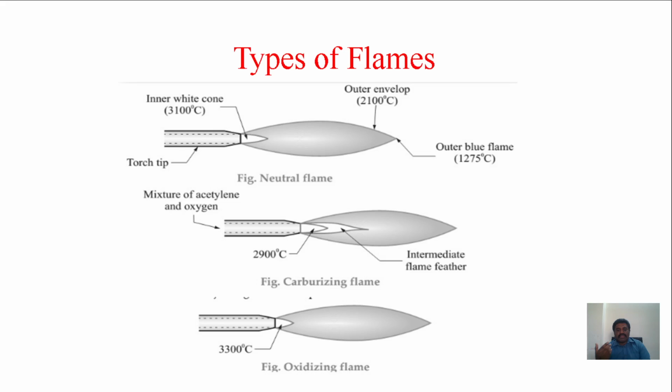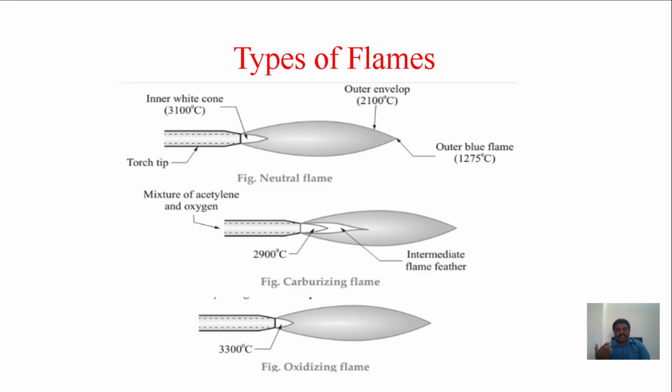There are different types of flame: a neutral flame, a carbonizing flame, and an oxidizing flame. In the neutral flame, the gas, acetylene, and the oxygen levels are the same here. We are taking the same level, meaning the ratio is 1:1.